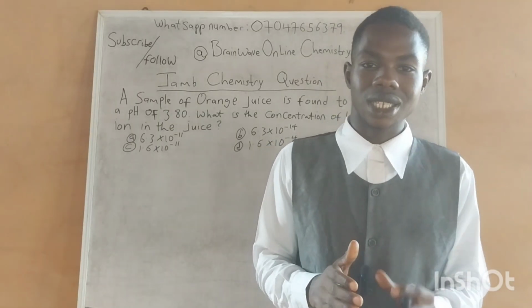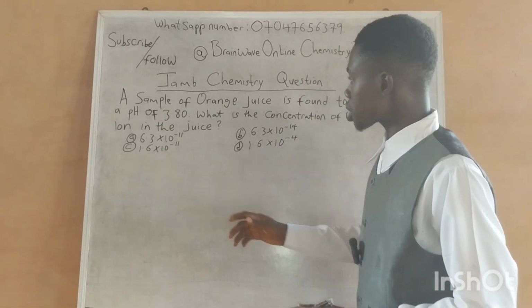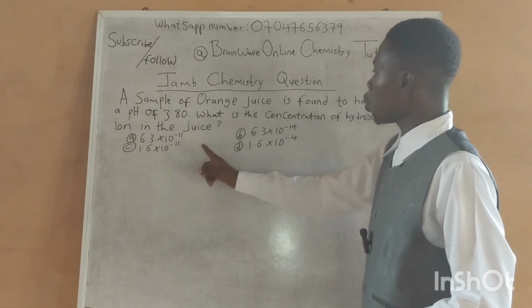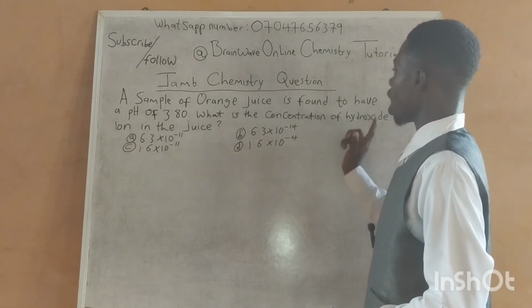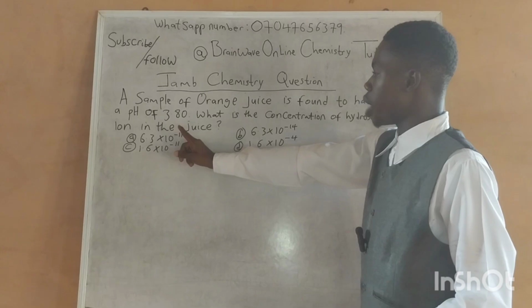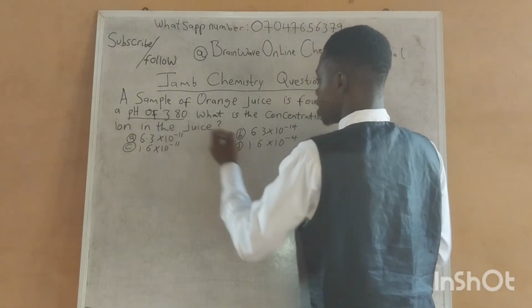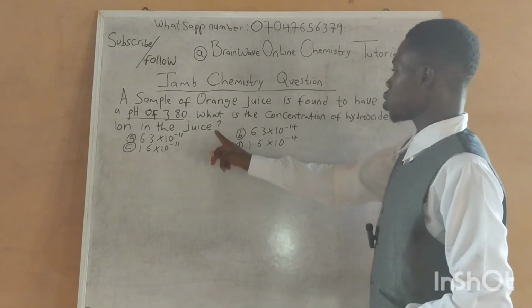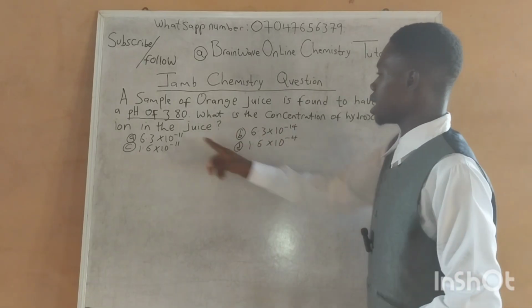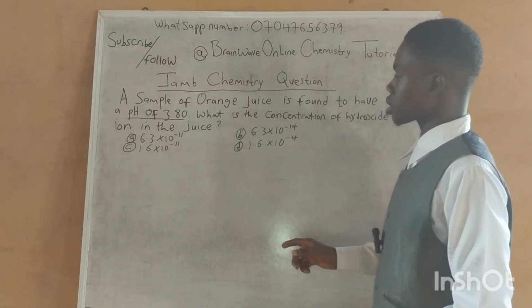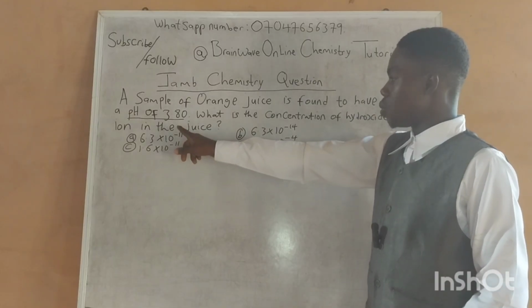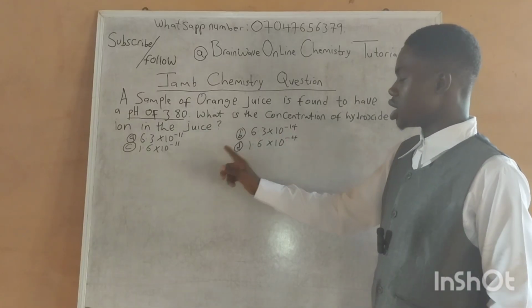Now, let's get started with the question. The question says a sample of orange juice is found to have a pH of 3.8. Please take note of this pH value, which is 3.8. Now the question says, what is the concentration of hydroxide ion in the juice?